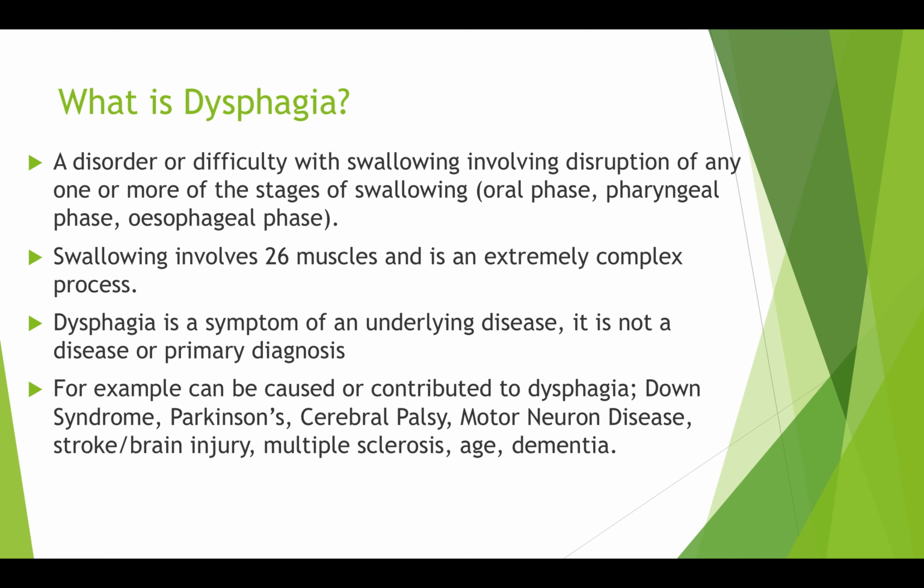What is dysphagia? Dysphagia refers to a disorder or difficulty with swallowing. There can be a disturbance at any of the stages of swallowing. These include the oral phase, pharyngeal phase, and esophageal phase, which will be discussed in further detail in the next few slides. Swallowing is an extremely complex process involving 26 muscles.